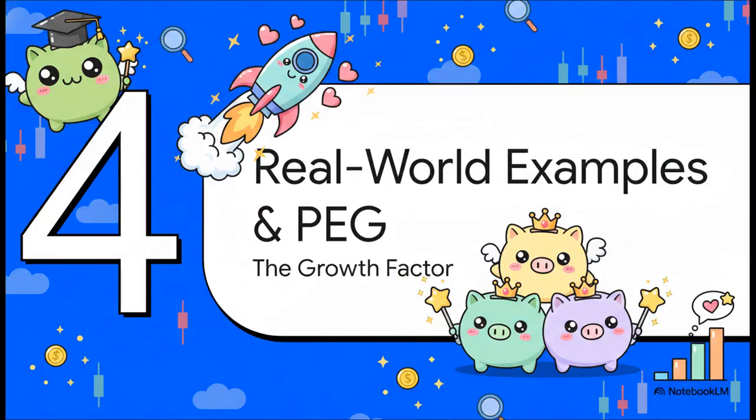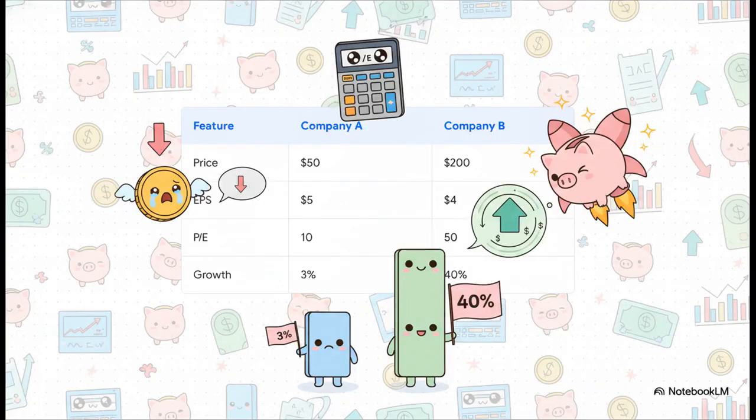Section 4. Real-world examples and PEG. The growth factor. Let's try comparing two companies again. Company A has a stock price of $50. It earns $5 a share, giving it a beautifully low PE of 10. Now, Company B costs $200, but it only earns $4 a share, which gives it a massive, expensive-looking PE of 50. If you just stopped right there, Company A wins hands down.